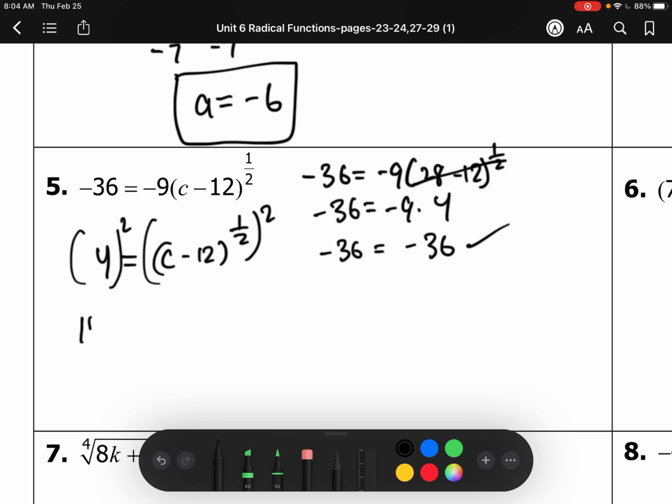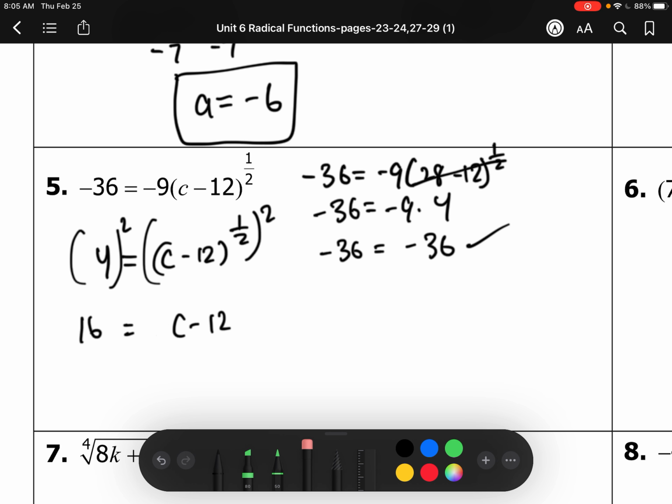So we know that 4 squared is 16. And then we're going to multiply these two exponents. 1/2 times 2 is 1, right? Well, 0.5 times 2 is 1. Or if you wanted to make this into a fraction, you do numerator times numerator, denominator times denominator, which is 2 over 2, which is just 1, right? So that means that this becomes c minus 12 raised to the first power, which is just c minus 12, right? So you can skip that step of changing it to a radical.